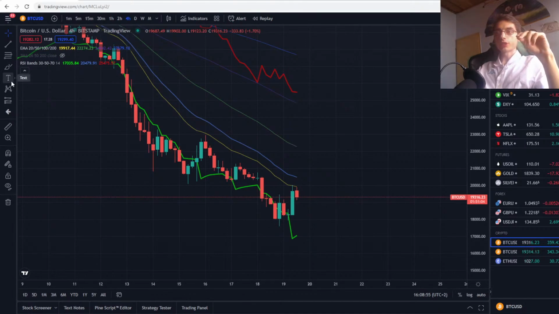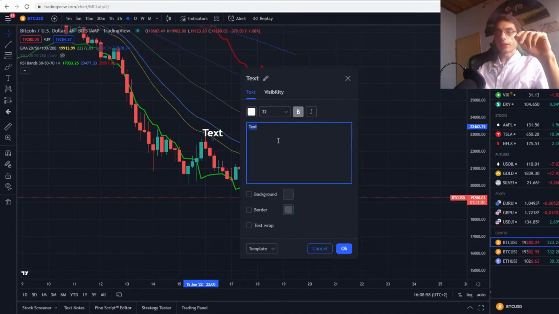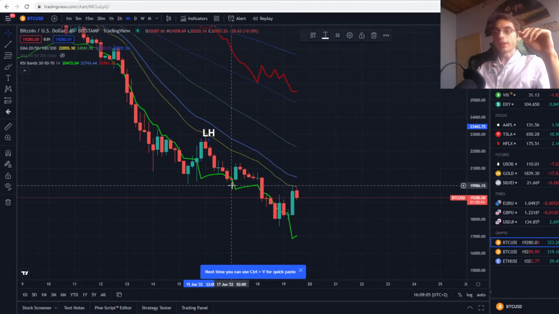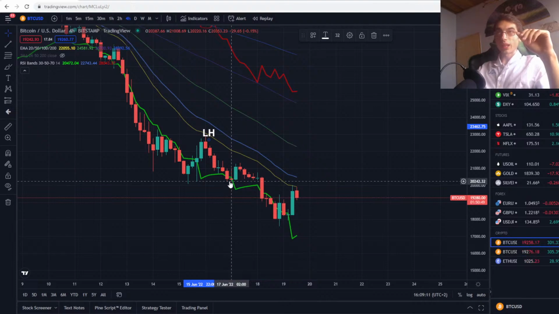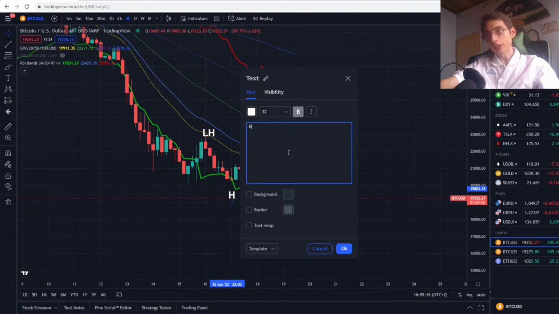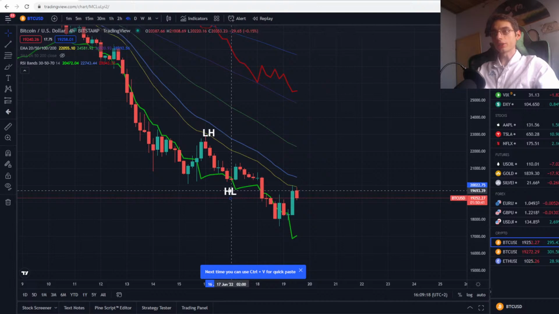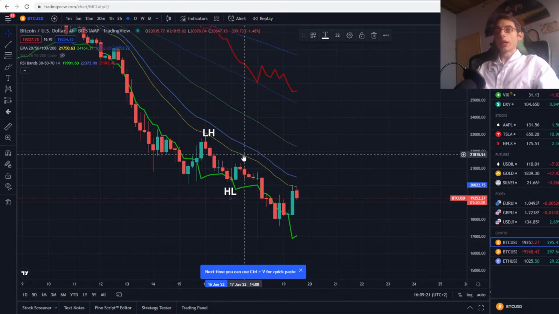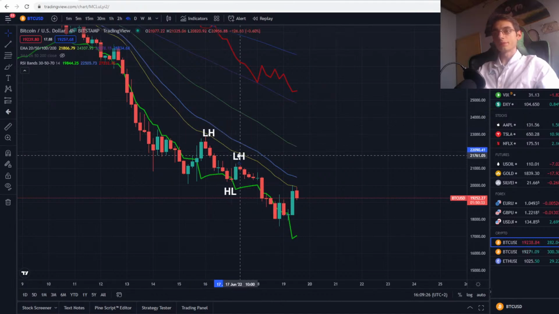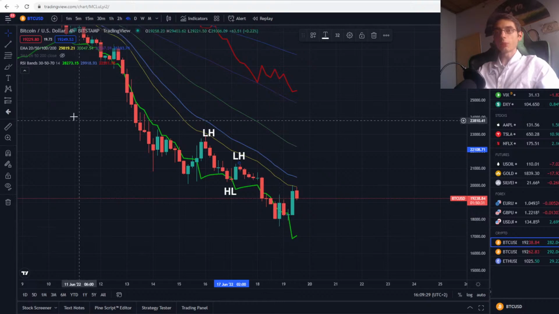We can also say that this is a lower high, and this instead was a higher low. So what does all of this mean? I will be explaining it in a second. Meanwhile, this is also a lower high, and we fell below here into a lower low in this chart.